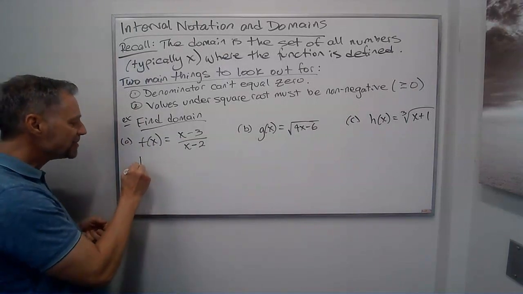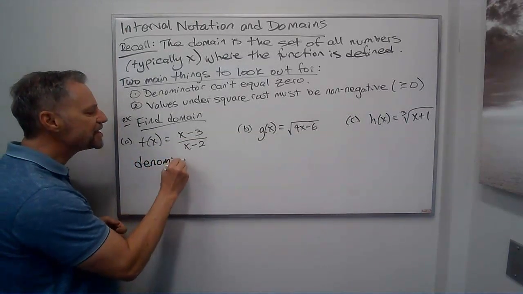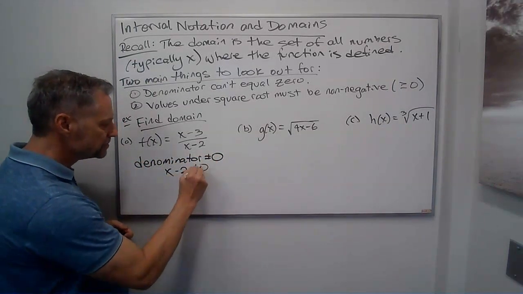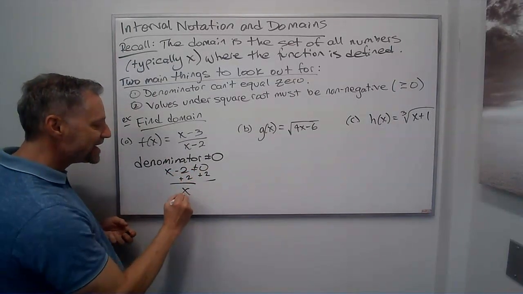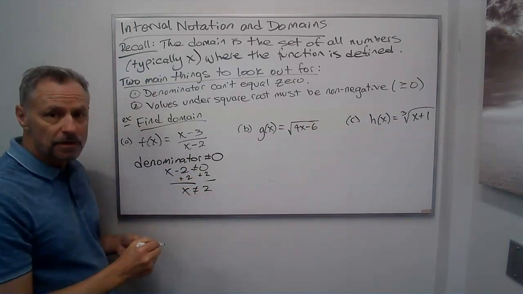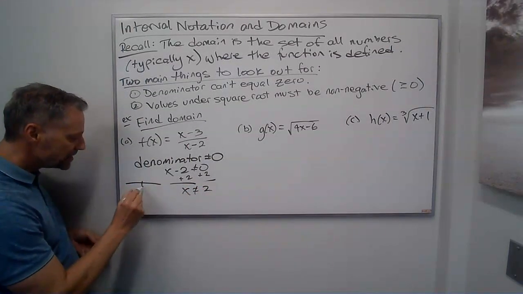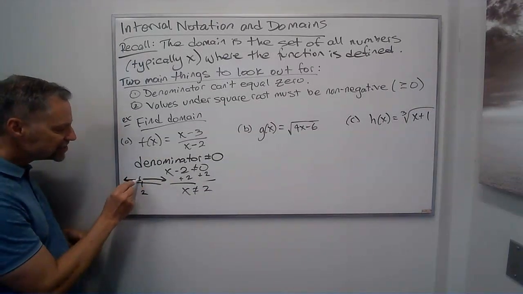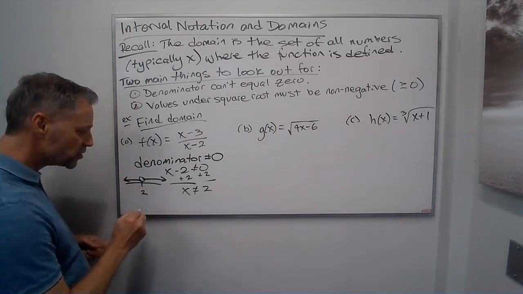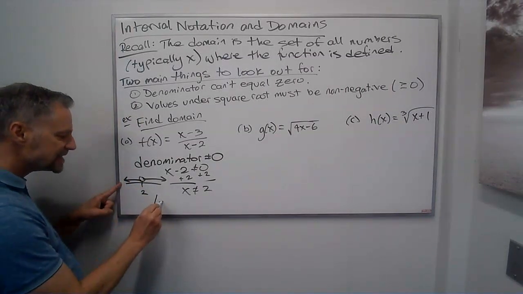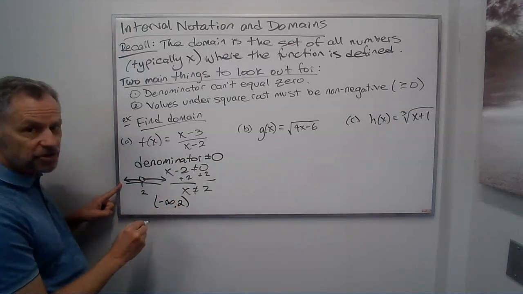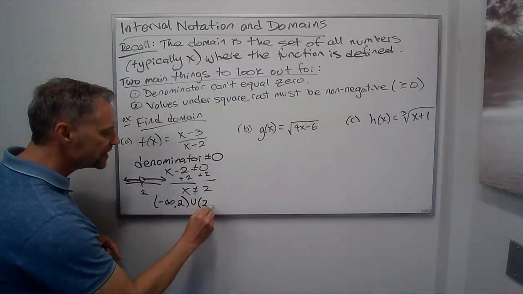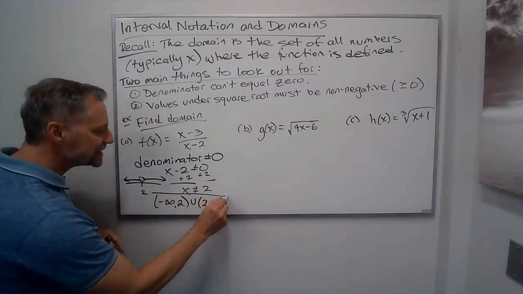So I look at the denominator. I'm thinking, oh, the denominator can't equal 0. So x minus 2 can't equal 0. So when I add 2 to both sides, I say, oh, x can't equal 2. It can be anything else. If I look at a number line, I've got 2 here. It can be anything less. It can be anything greater. It just can't be that 2 right there. So in interval notation, I would write that as the left side, negative infinity to 2, don't include the 2, union or anything on the right side of 2, 2 to infinity. Notice it's the whole number line except that value of 2.